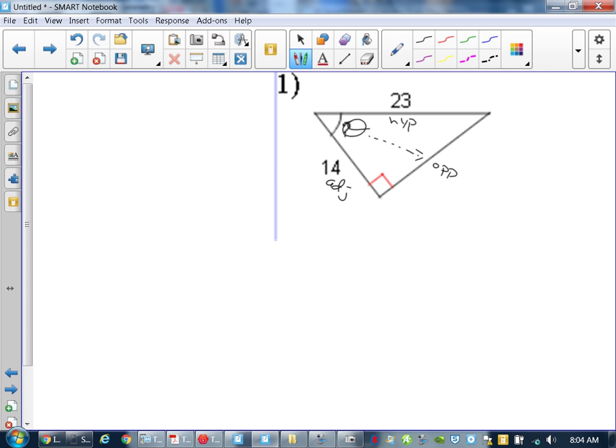Shh, guys. What trig function do we use? Cosine. So we write it out. The cosine of some angle is 14 over 23. Okay? Now we have to sit there and think about how do you undo things.